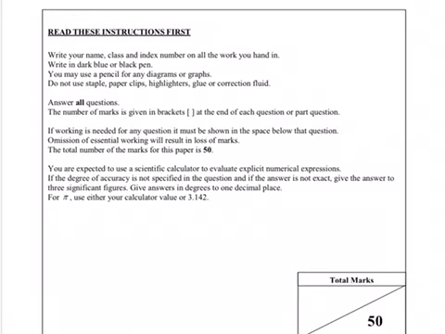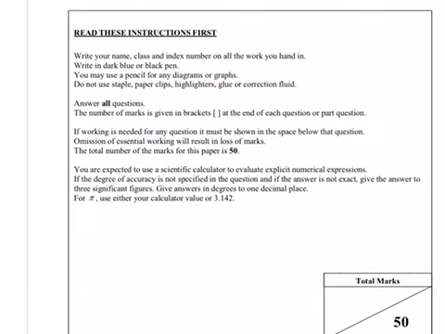Once again, we're back into revision, and this time for paper 2. And we're back in the instruction page. And just again, a good reminder, if the answer is not exact, that you give your answer to 3 significant figures. Take pi, if you're using pi, use your calculator value or 3.142.